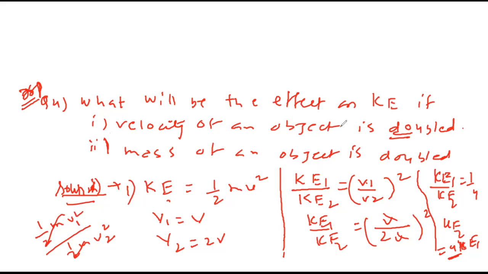The answer should be this only, na? Answer will be: kinetic energy will become 4 times. You can write directly also. I explained you. When velocity becomes double, kinetic energy becomes 4 times.